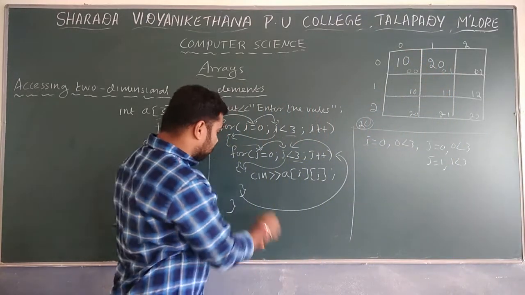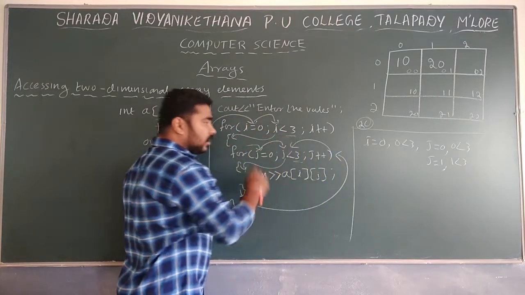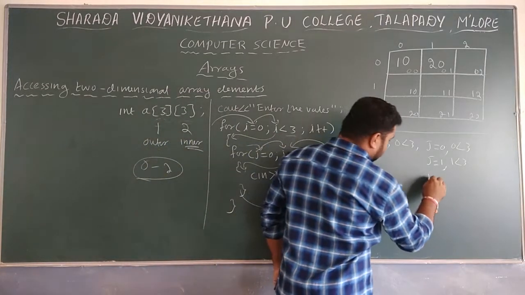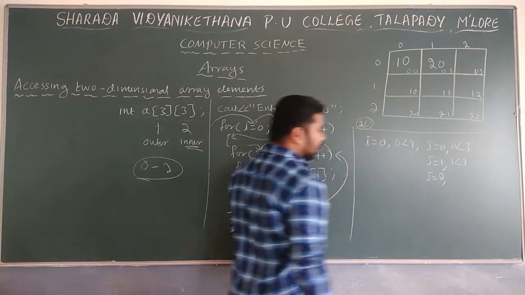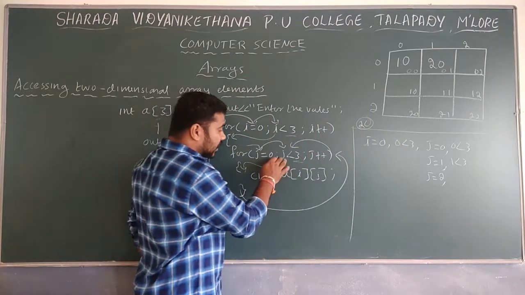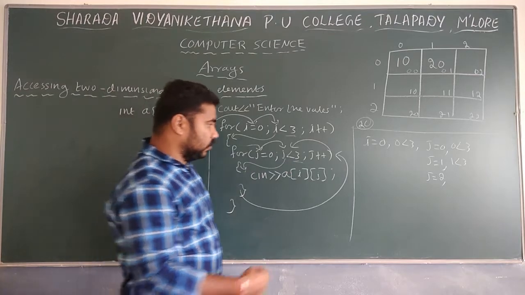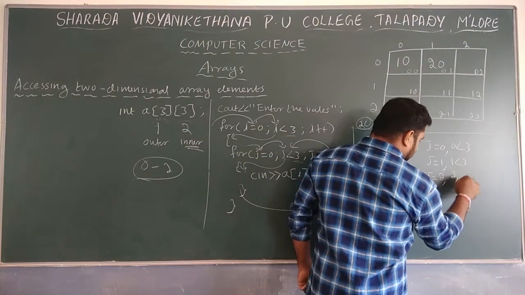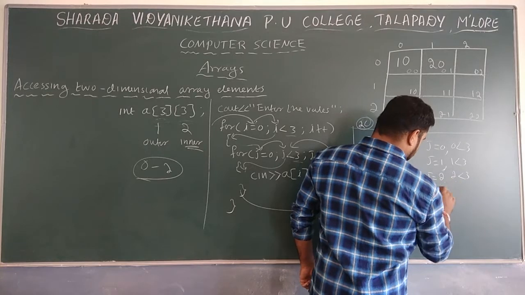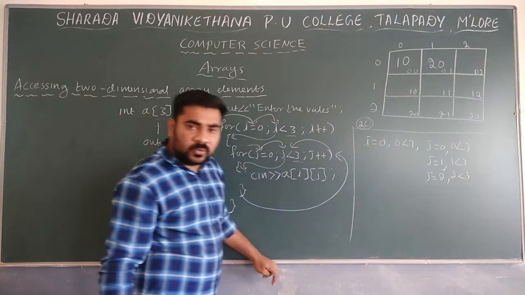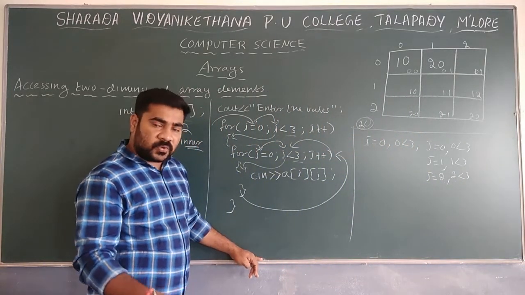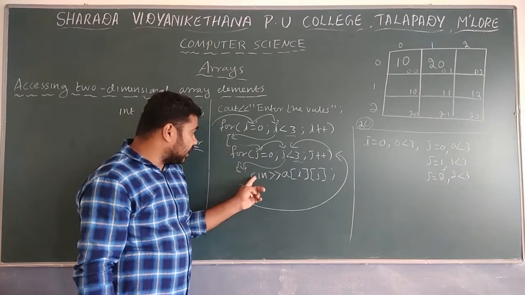The next one: once again j is incremented. Now the j value is 2. After the j value is 2, the condition j less than 3 is going to check whether 2 is less than 3. The condition is true, which means once again we enter inside.